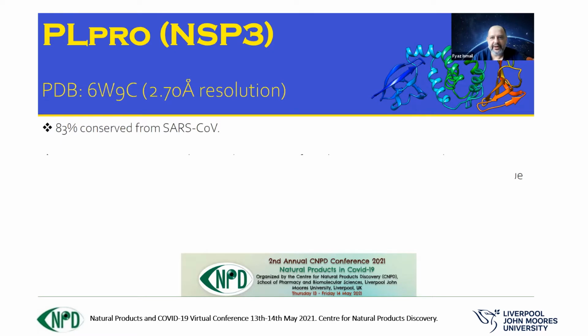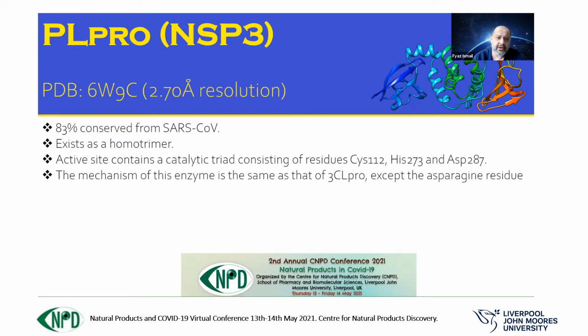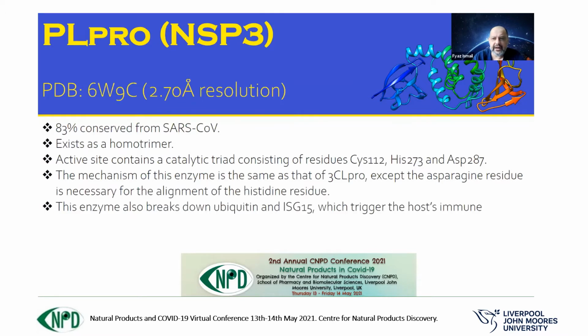If we look at this particular PL-Pro, it's 83% conserved from the previous infections with SARS-CoV. And this is why there was success of the vaccine, because a lot of work had already been done. The media hasn't actually emphasized that, so there's some vaccine hesitancy. The active site consists of a catalytic triad: cysteine 112, so it's nucleophilic, a basic histidine 273 and an aspartate 287. The mechanism of action is the same as 3CL-Pro, and we'll have a look at the actual structure graphically later on. This is important for alignment of various histidine residues.